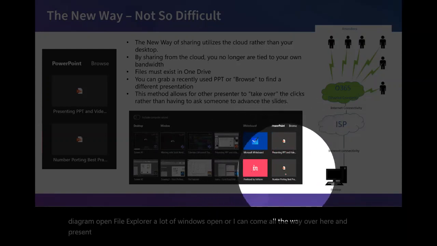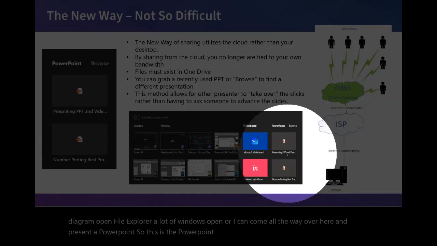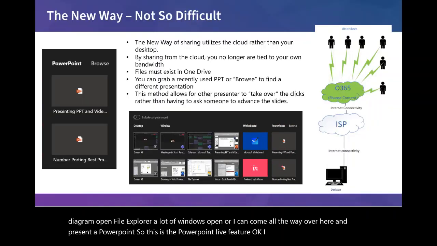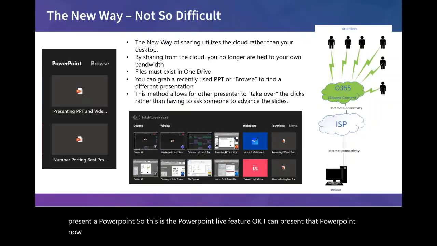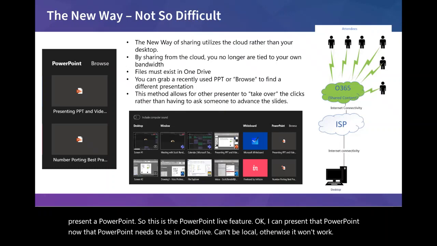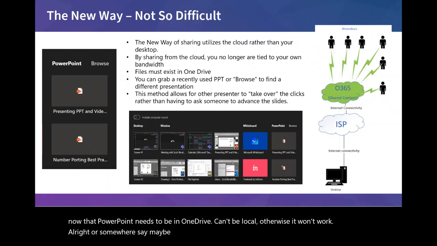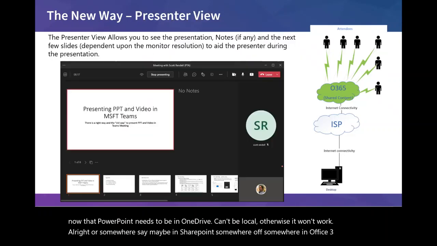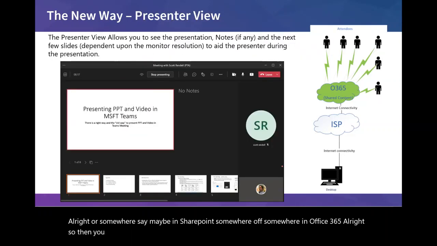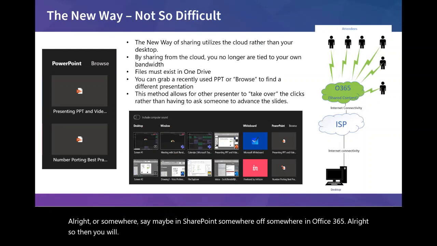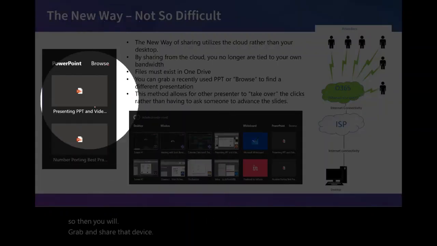So this is the PowerPoint Live feature. Okay, I can present that PowerPoint. Now, that PowerPoint needs to be in OneDrive, can't be local, otherwise it won't work. All right, or somewhere, say maybe in SharePoint, somewhere in Office 365. All right, so then you will grab and share that device by selecting that PowerPoint.